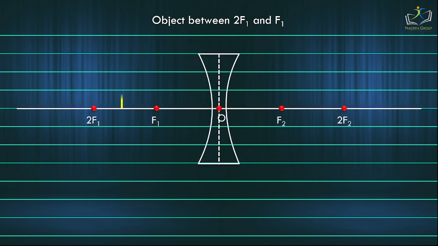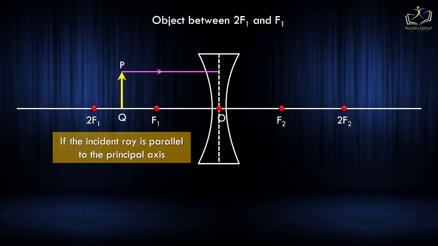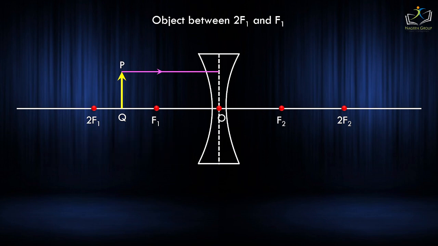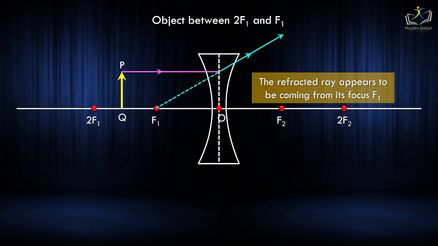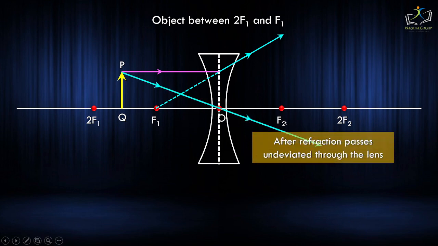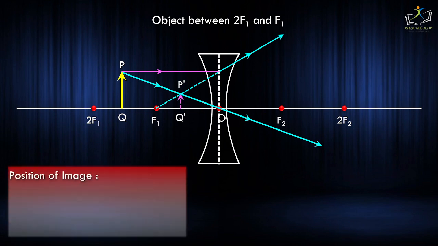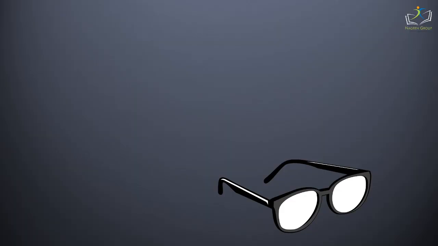Now let's take the object between 2f1 and f1. We are taking an object between f1 and 2f1. So now if the incident ray is parallel to the principal axis, it diverges and then it moves back and appears to come from the focus. A ray after refraction passes undeviated through the lens, and where they meet, that will be the image formation P dash Q dash. So here what is the position of the image? It is at the focus. Nature of image: virtual, erect and smaller in size.